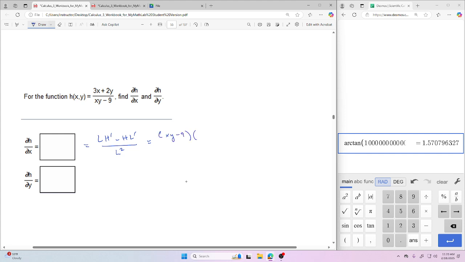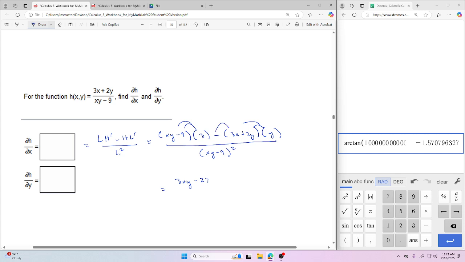xy minus 9. The derivative of the top in terms of x. Minus the top times the derivative of the bottom in terms of x, which is a y. And that's it. Then divided by the square of what's below. I don't want to simplify. I guess I could combine like terms. Only if you have to.